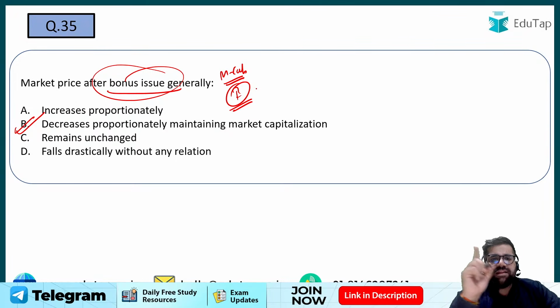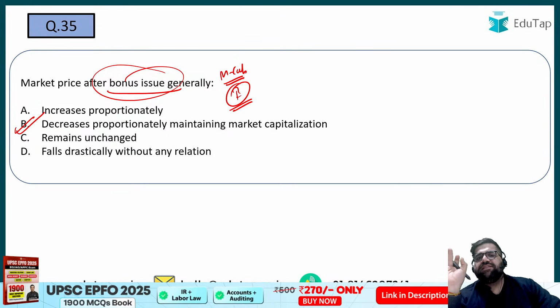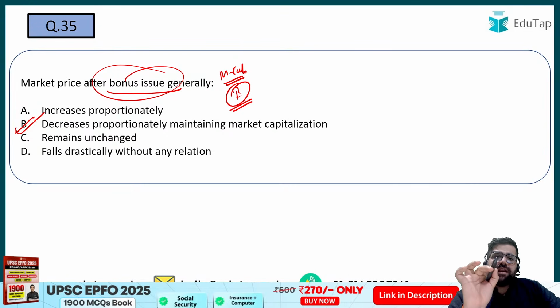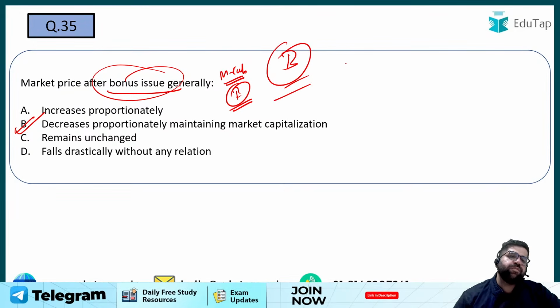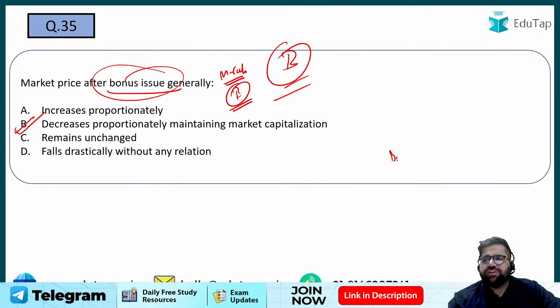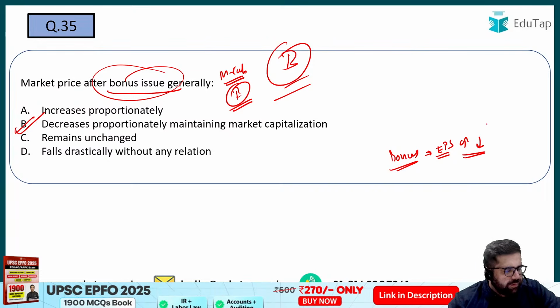Market price after bonus issue decreases initially. After some time, as per the investor's confidence, it can increase again. But after bonus issue, the market price will decrease. Therefore, your correct answer is option number B. Right? And remember, bonus issue will impact your EPS. How will it impact? Will it increase or decrease it?